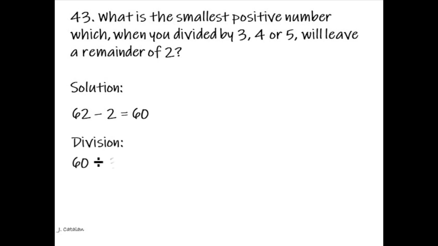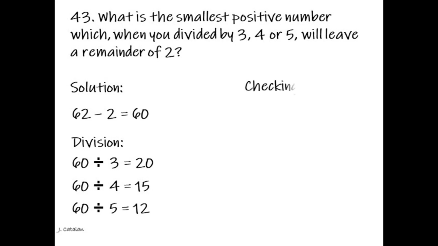60 divided by 3 is equal to 20. 60 divided by 4 is equal to 15. 60 divided by 5 is equal to 12. Let us now do the checking. 20 multiplied by 3 is equal to 60. Added by 2, the result is equal to 62.